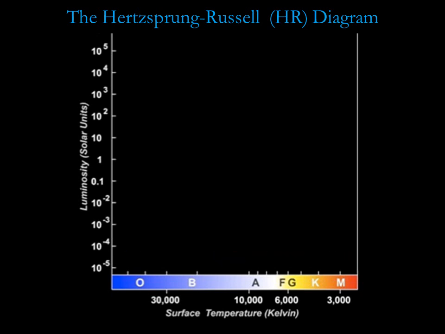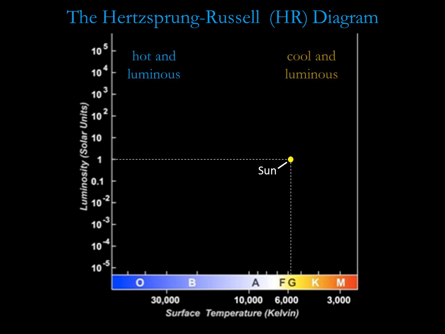Each position on the HR diagram represents a unique combination of spectral type and luminosity. For example, our Sun is spectral type G2 with a luminosity of 1 solar luminosity. On the HR diagram, stars near the upper left are hot and luminous, stars near the upper right are cool and luminous, stars near the lower right are cool and dim, and stars near the lower left are hot and dim.